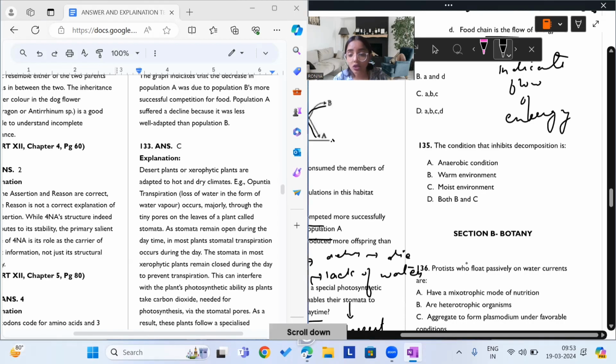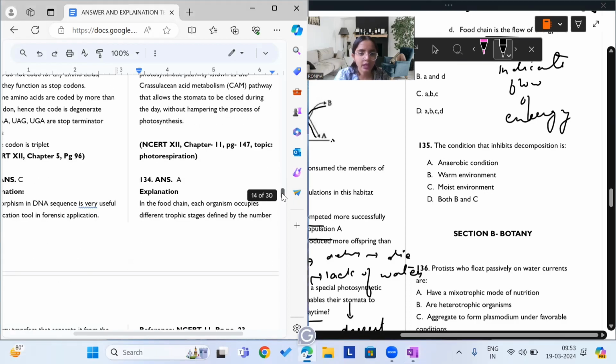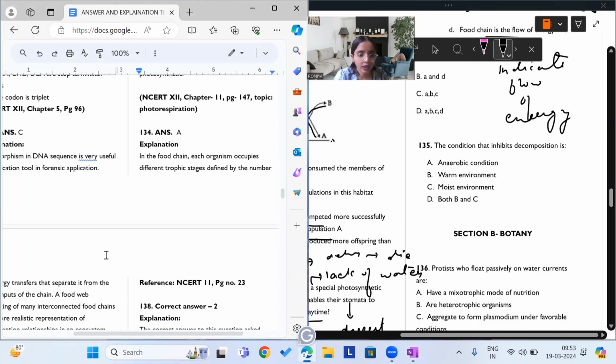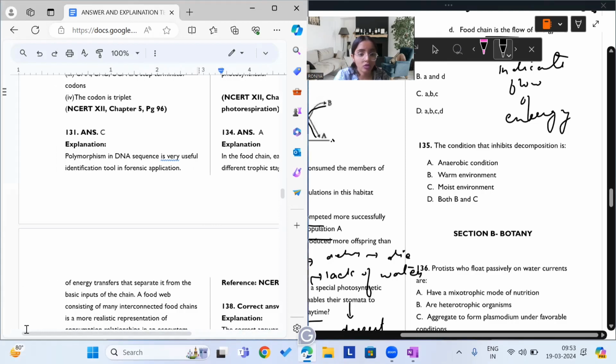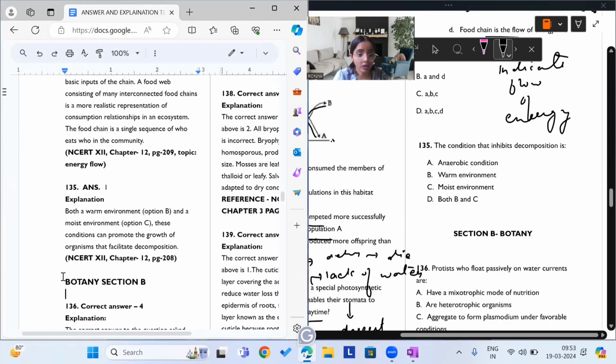Question 135, the condition that inhibits decomposition. Now this looks like a simple one. It looks like a very simple question, what could be in it, but it is not a simple question. The answer to this is anaerobic conditions. See, now the condition that inhibits decomposition. Okay, see, what is decomposition?